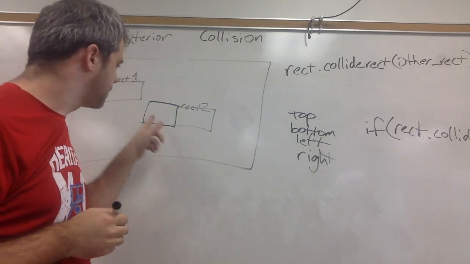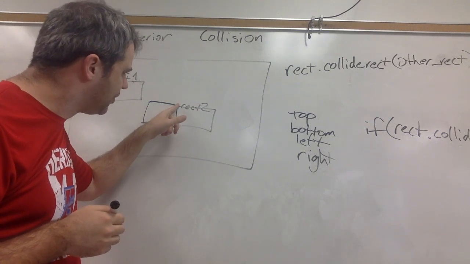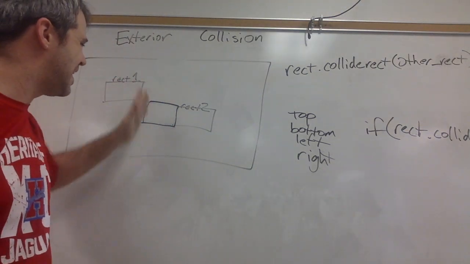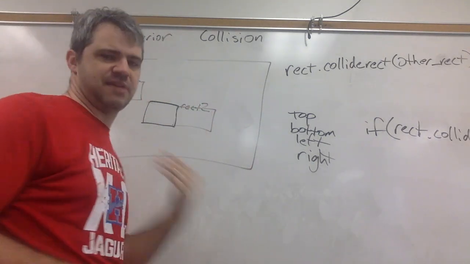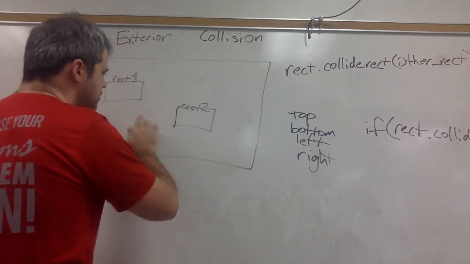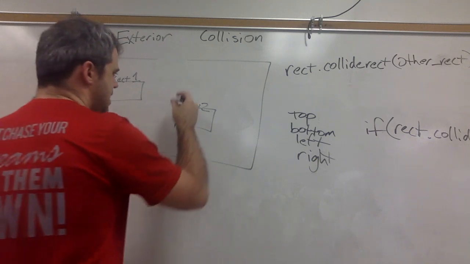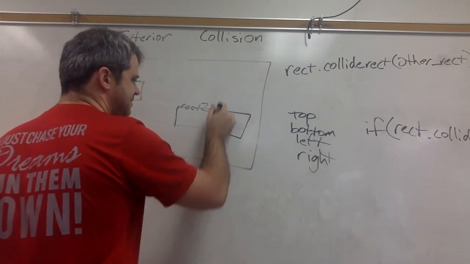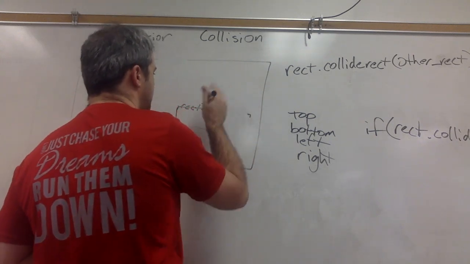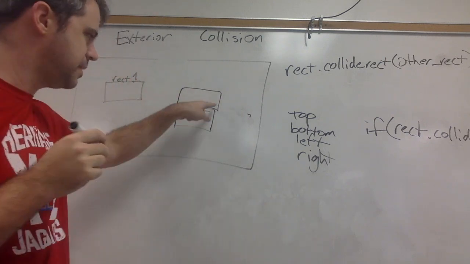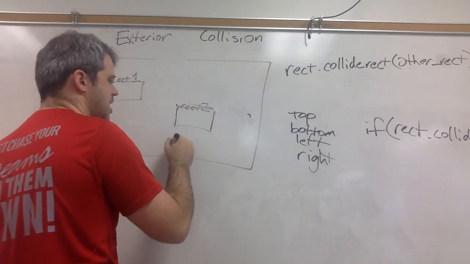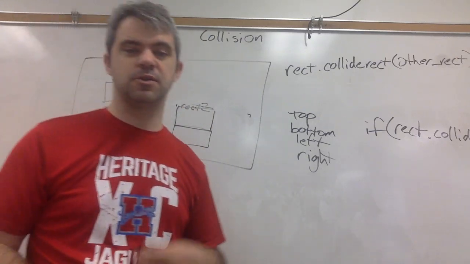Let's see where these are hitting. The right side is hitting the left side of the other rectangle. So if this collides on its right side, it's going to hit something on its left side, if we're dealing with rectangles. And we can do similar things here. If it hits on its left side, then it's hitting the other one's right side. Similarly, if it gets hit on the bottom, then it's hitting something's top. If it's hitting on its top, it's hitting another rectangle's bottom.